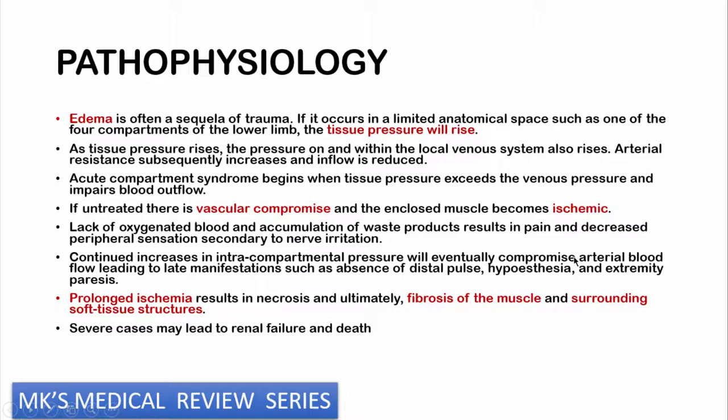You may also have extremity paresis, which is some paralysis of the affected limb. Then with this prolonged ischemia, you're going to have necrosis. Eventually, there may be some fibrosis of the muscle, even the surrounding soft tissue structures. And of course, severe cases may lead to renal failure and death. The renal failure is due to the rhabdomyolysis and the increase in myoglobin released into the bloodstream, and myoglobin is quite toxic to the kidneys.